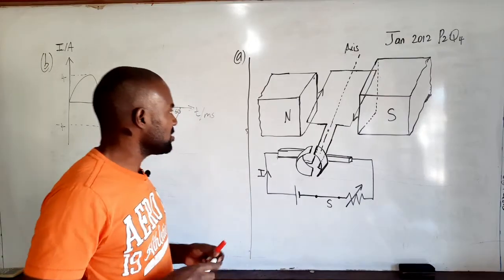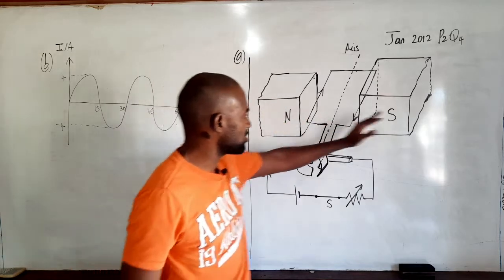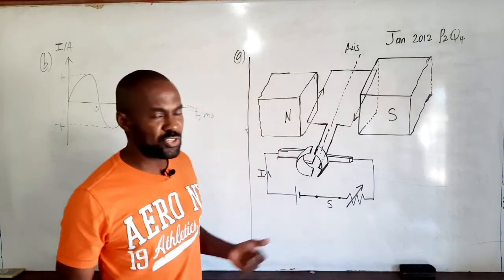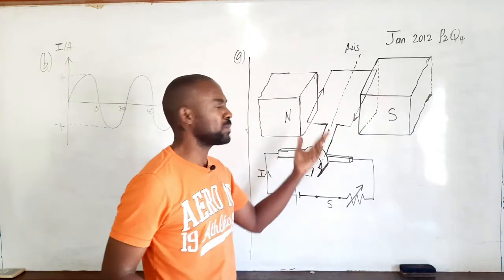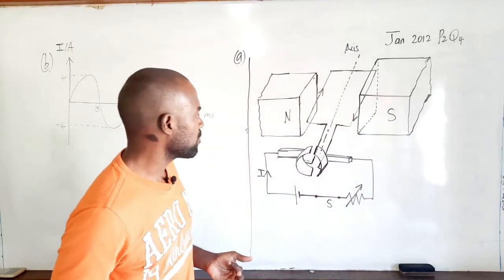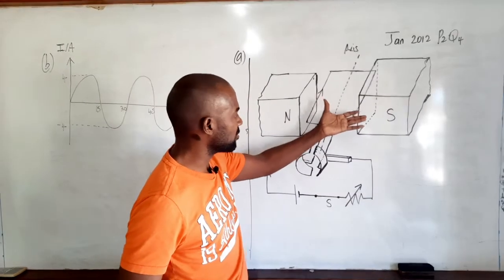All right, so this is a DC motor. Of course, we have the magnets. So this is the north pole and the south pole of the magnet. And of course, by now we should know that the magnetic field runs from north to south pole. And this is expected to be a uniform magnetic field. This is a coil which is going to rotate within the magnetic field.